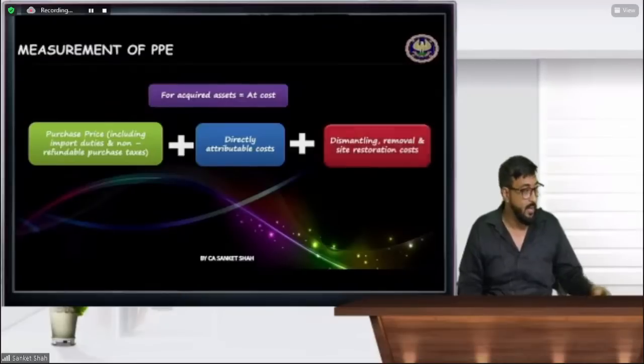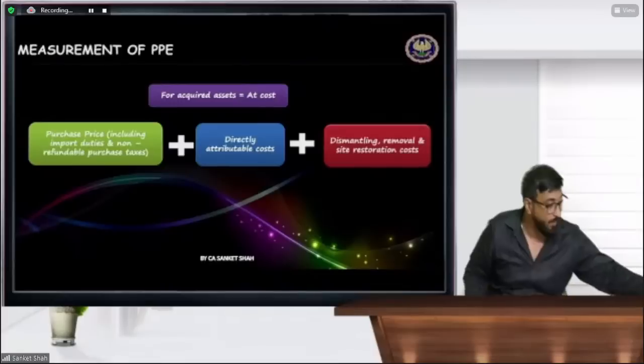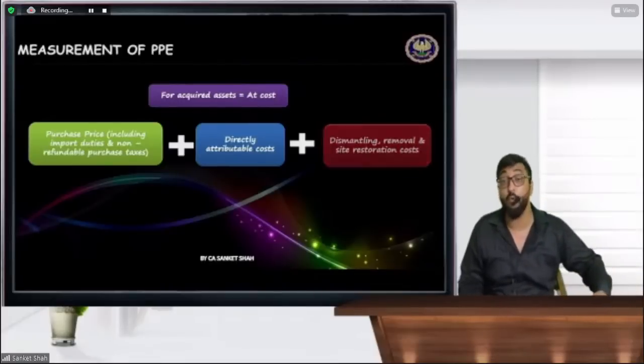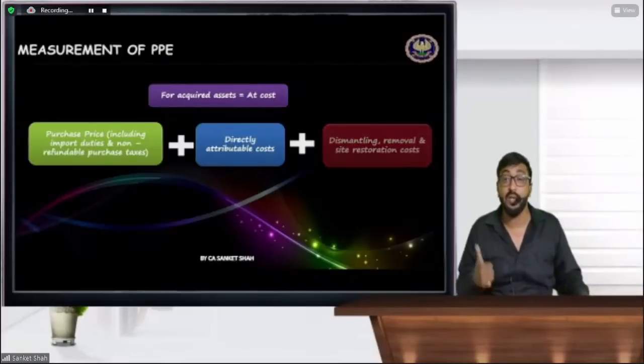We are providing it. So next one after this, yes, property, plant and equipment. You have to understand the next concept. When to recognize it? When it is probable that future economic benefit will flow to the enterprise and cost can be measured reliably. In that case, you are going to record it.